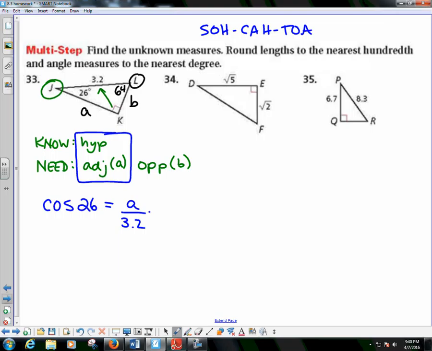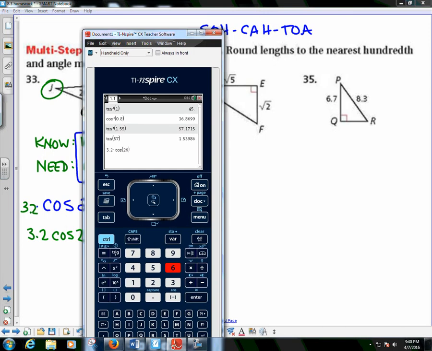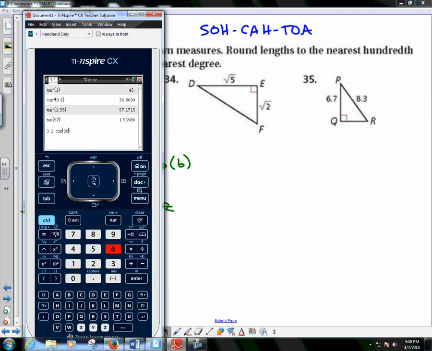I'm going to multiply both sides by 3.2, and that's going to clear 3.2 from the denominator. I'm going to cancel both of those things out. So that means I have A equals 3.2 times cosine of 26 degrees, and I'm going to go to my calculator and type that in. 3.2 times cosine of 26. 3.2 times trig function, toggle over to cosine, and that was 26 degrees. Yep, just wanted to make certain, and I'm going to hit enter.